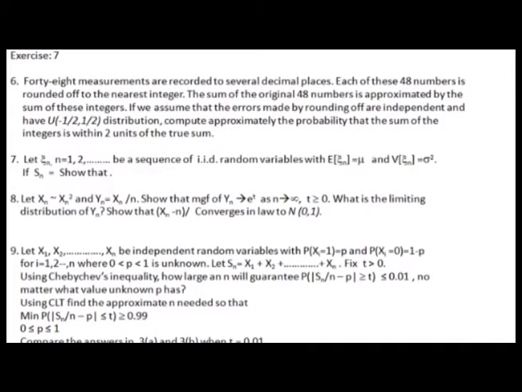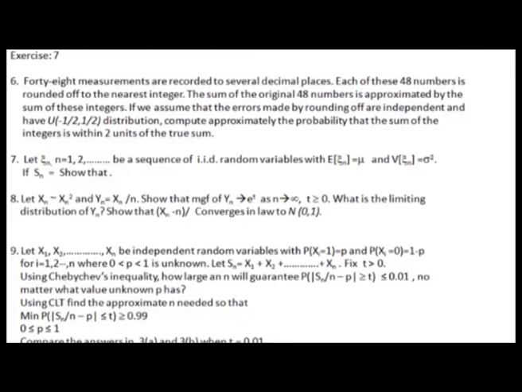If we assume that the errors made by rounding off are independent and have uniform distribution on -1/2, 1/2, compute approximately the probability that the sum of the integers is within 2 units of the true sum. So, here we are assuming that the errors made by the rounding off are independent. Surely you can expect that, because the errors that occur do not depend on each other. And the rounding off that you are doing is between -0.5 and 0.5.